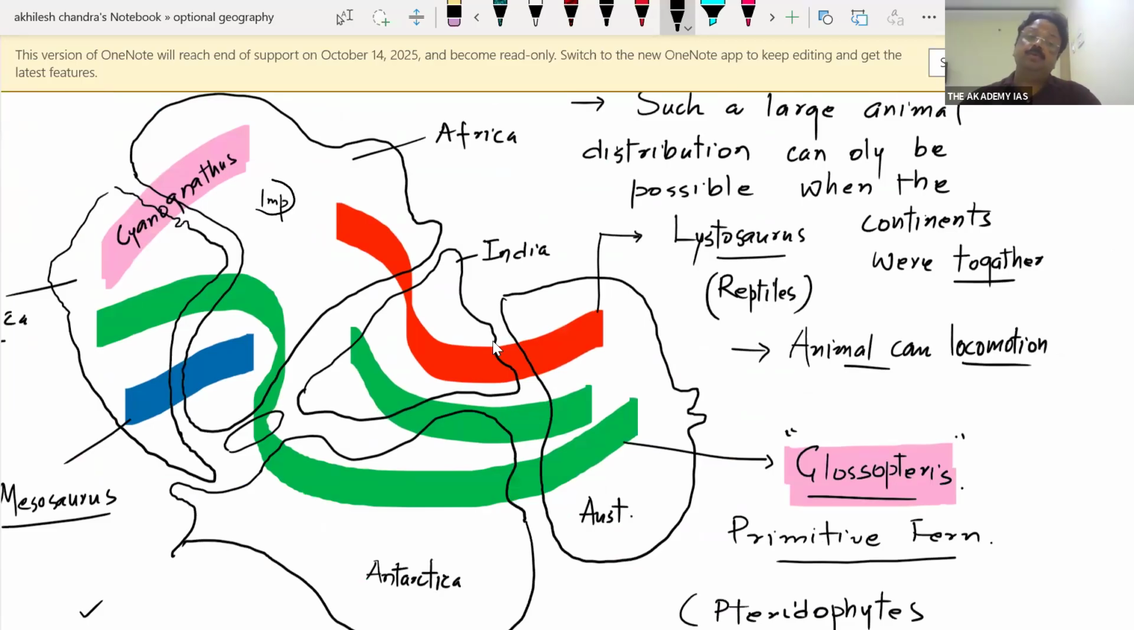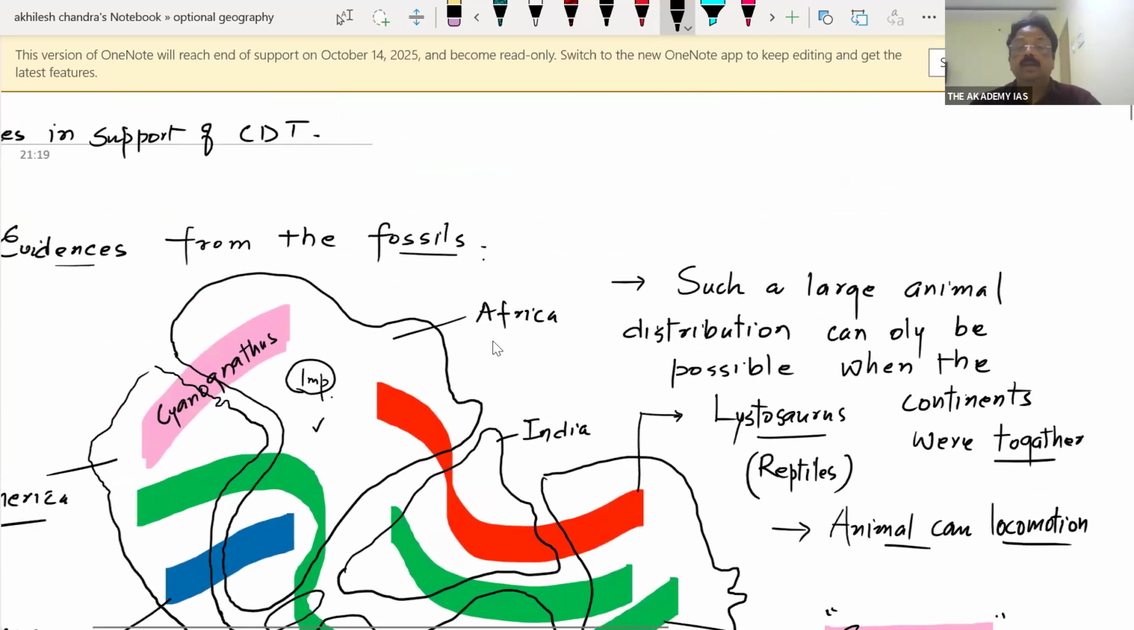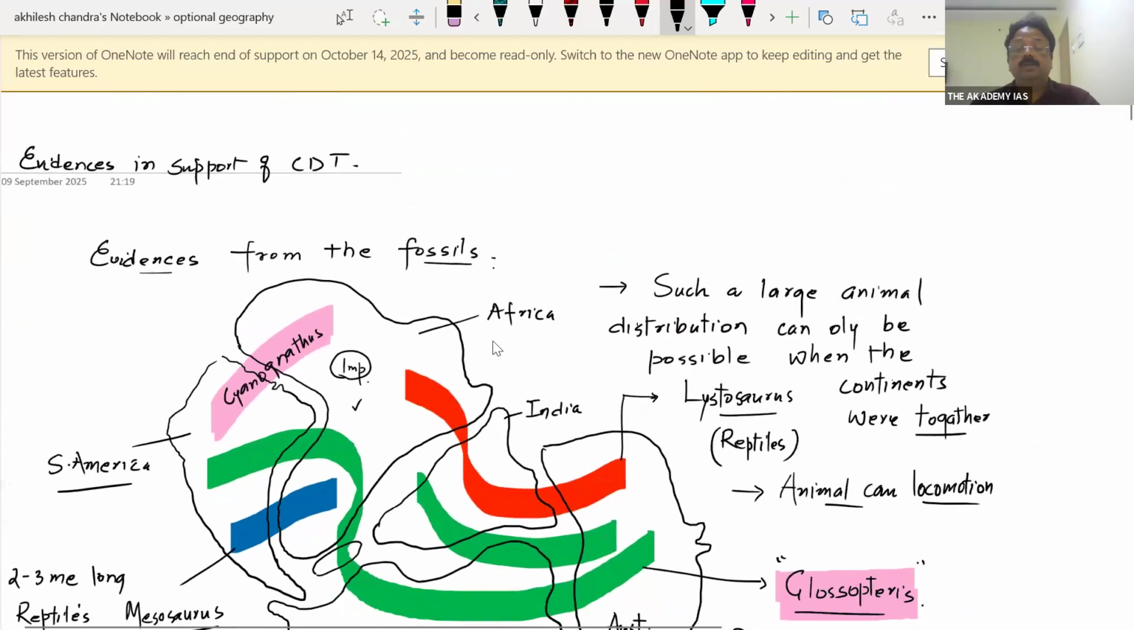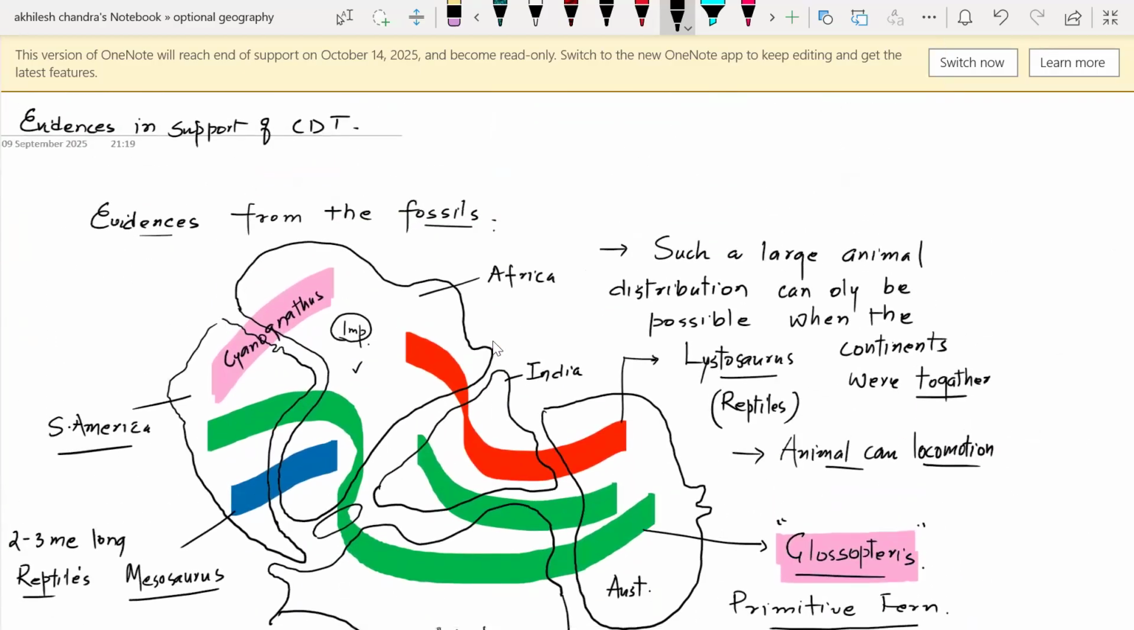Now, evidences from the fossils. So you just prepare notes. I already, sir, gave notes. Fine. Even then, you must be prepared with the topics in length as well. Sir, what is the Wilson cycle? Wilson cycle.